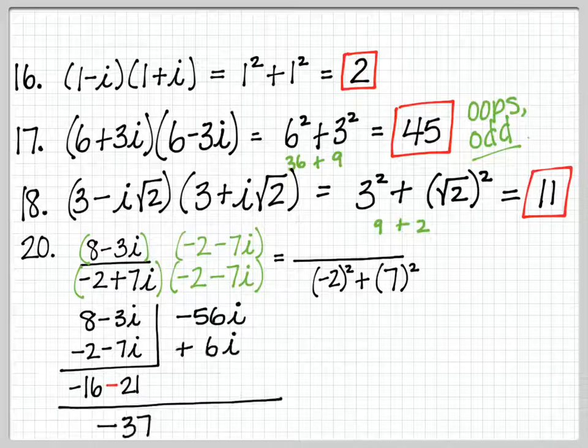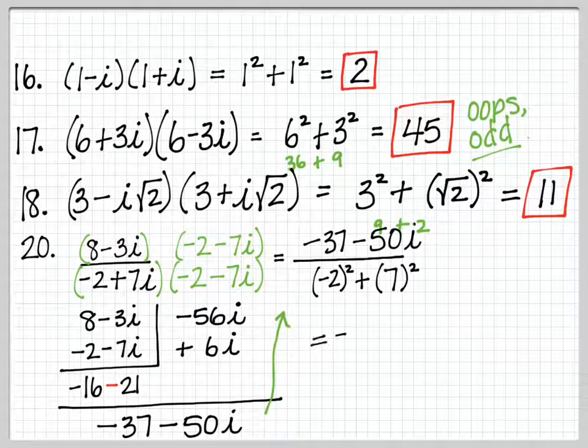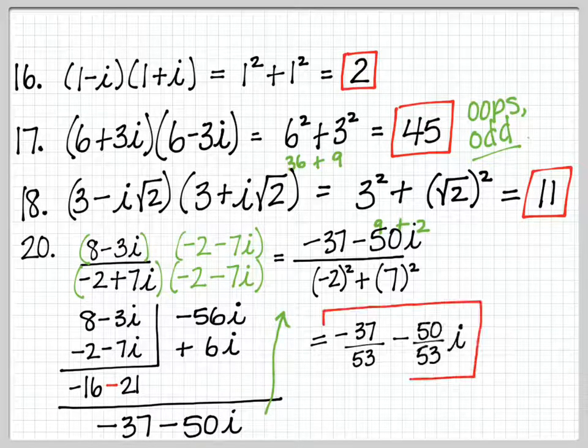And then number 20 is one where you have to multiply by the conjugate of the denominator so that you're rationalizing the denominator. And don't forget to answer in the proper format, the a plus bi. So you see the final answer, -37 50/3 minus 50 50/3 i.